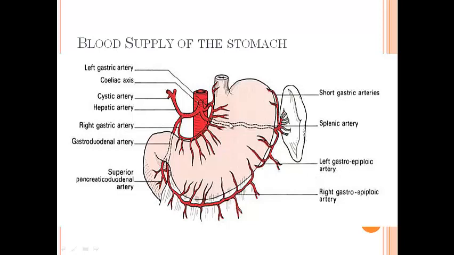So far, we've supplied part of the lesser curvature, the fundus, and part of the greater curvature. The lesser curvature was supplied by the left gastric, the fundus was supplied by the short gastric, which came from the splenic, as well as the gastroepiploic for the greater curvature, which also came from the splenic.